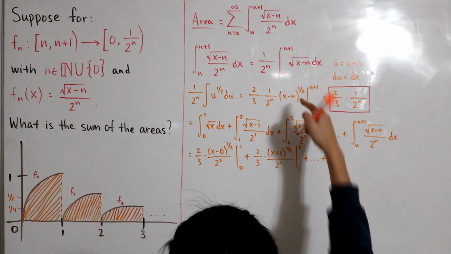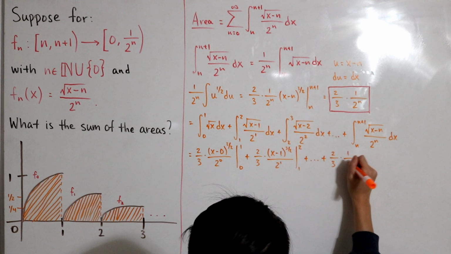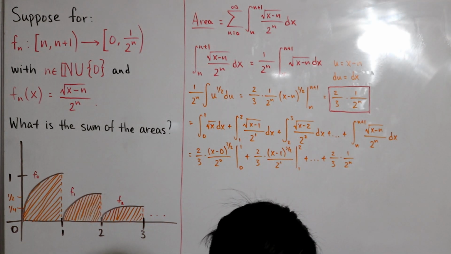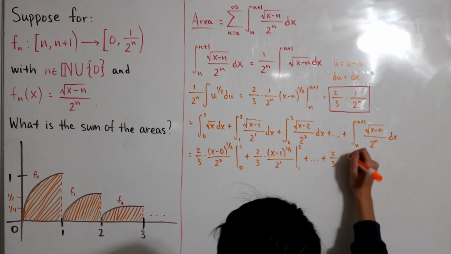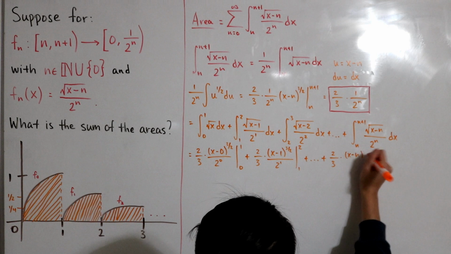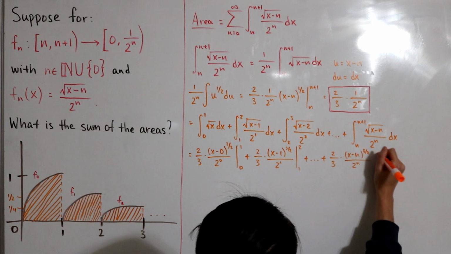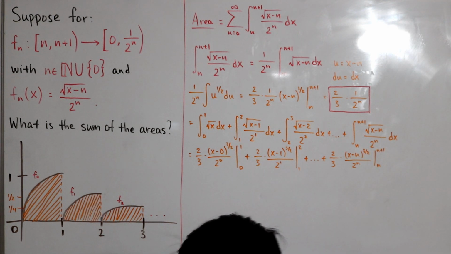And then we just put in the closed form we have over here, plus 2 divided by 3 times 1 divided by 2 to the power n. Then, let me put it like this: I'll put x minus n, so x minus n to the power 3 over 2, and then divided by 2 to the power n. Evaluate this from n to n plus 1. Okay, so now we do this one at a time.